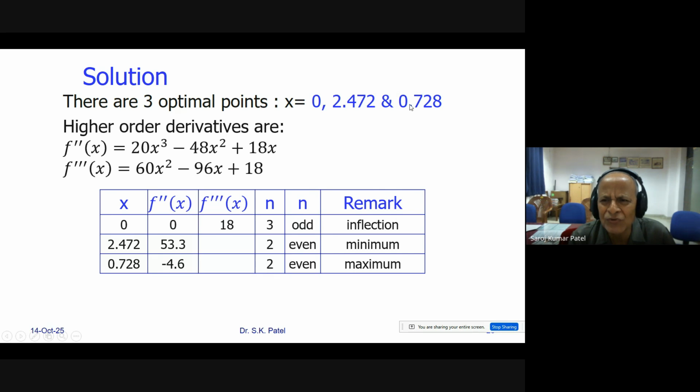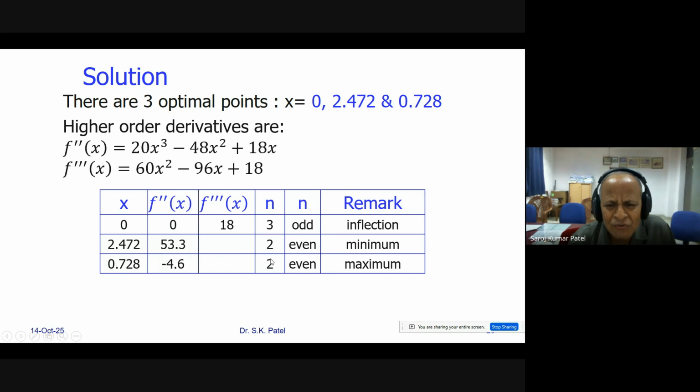That is x is equal to 0.728. So when you put x equal to 0.728 in this second order derivative, there is 20 into 0.728 to the power 3, minus 48 into 0.728 square, plus 18 into 0.728. You check, you will get a value that is minus 4.6, and this is not equal to 0. So we stop here, and we get this at the second order derivative.